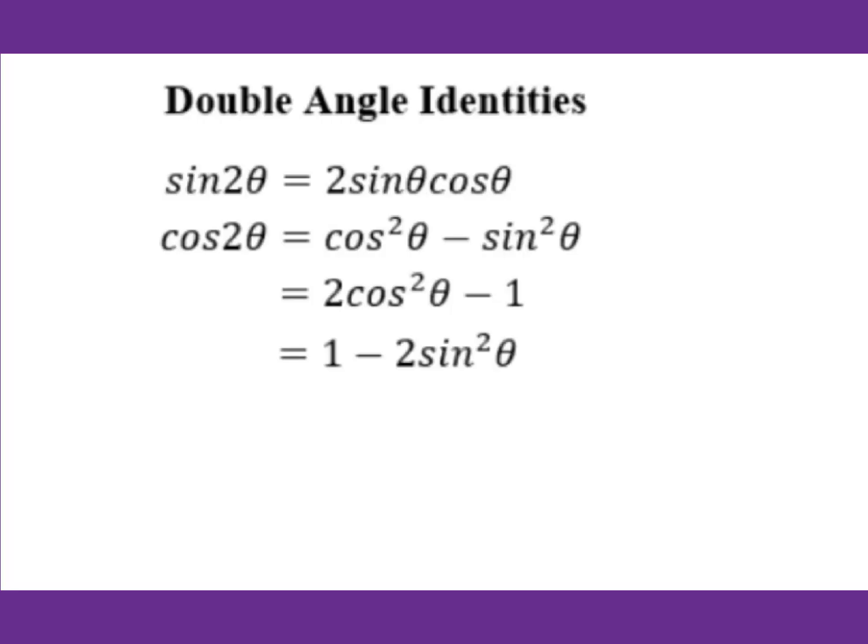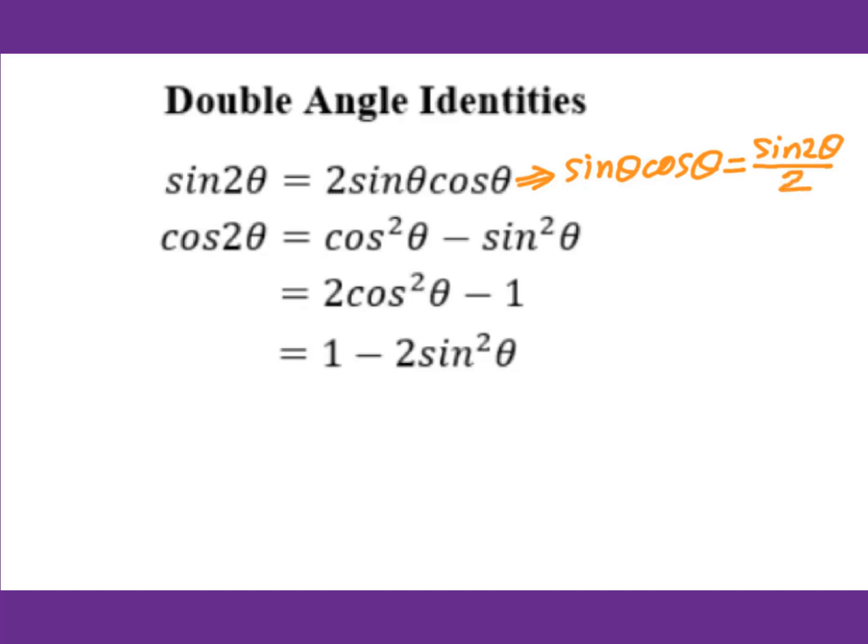Today's lesson is double angle identities. Let's look at the formula. For sine 2 theta, you have 2 sine theta cosine theta. You have to know that if I divide both sides by 2, I get sine theta cosine theta equals sine 2 theta over 2.